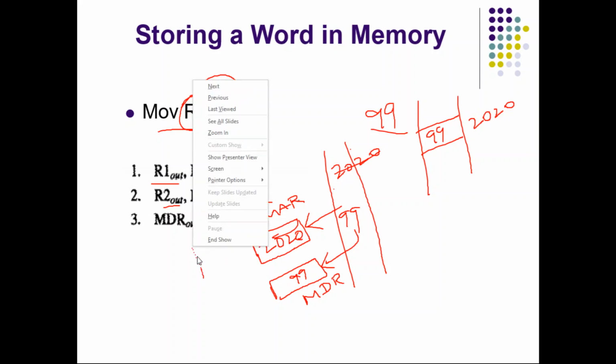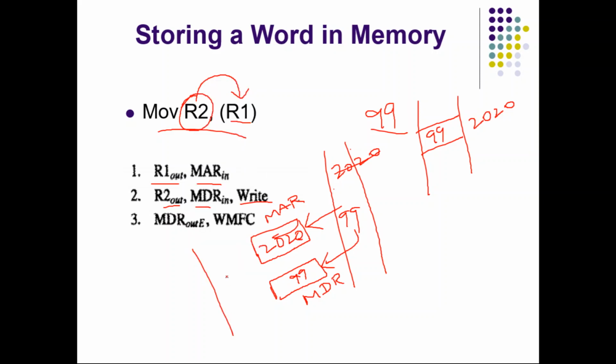MAR and MDR are connected with the system bus, right? So this address will be moved to the address bus. The address bus will have 2020 and this data will be moved to the data bus. The system bus contains two types of buses. Always remember, one is the address bus and the other is the data bus. The address bus can carry only addresses, the data bus can carry only data. So the address bus will hold 2020 and the data bus will hold 99. And the signal given is write.